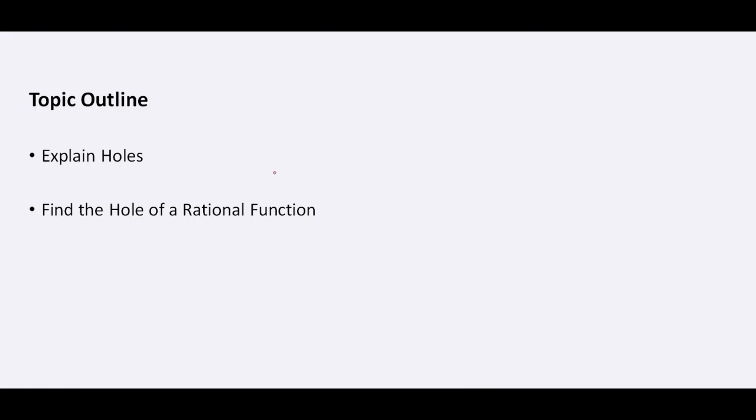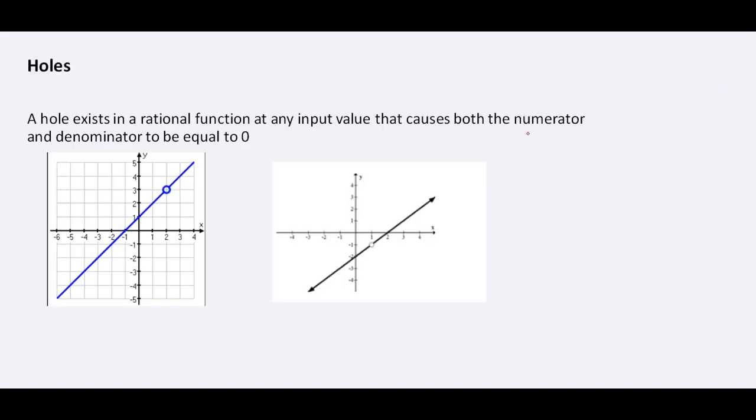Let us take a look at holes of rational functions. We're going to explain what holes are in a rational function, and then we're going to find the hole of several rational functions. So typically, in a rational function, a hole exists at any value where the numerator and the denominator can be equal to 0.